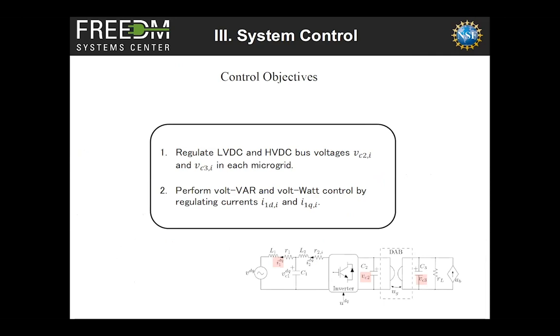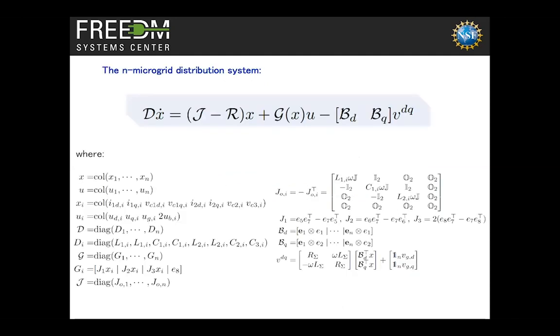Just wanted to remind you of the control objectives again. Right now, we are just trying to do primary control, which is balancing of powers according to set points which have been dispatched. And that boils down to regulating the low voltage and the high voltage DC voltages, as well as the current control, which contributes to the watts.